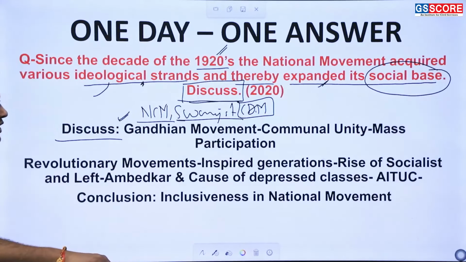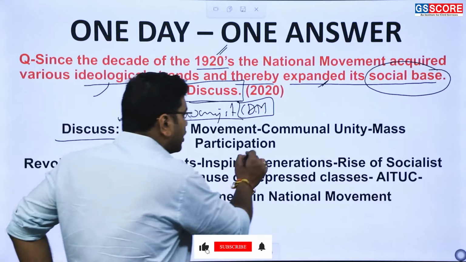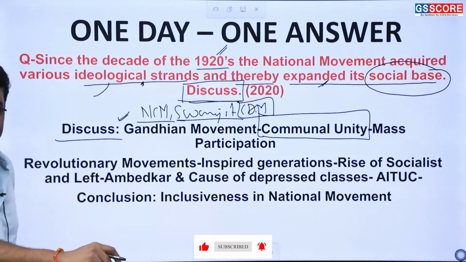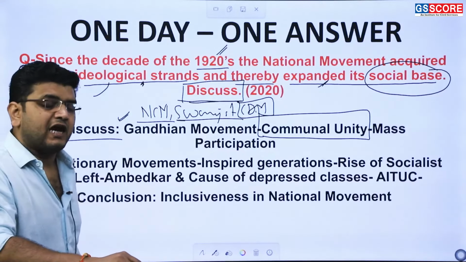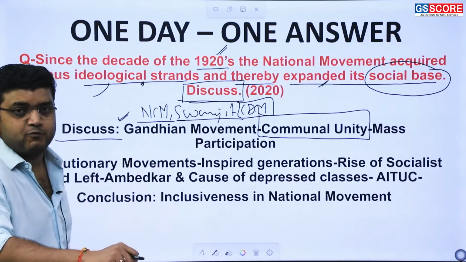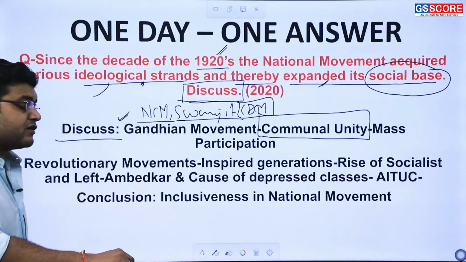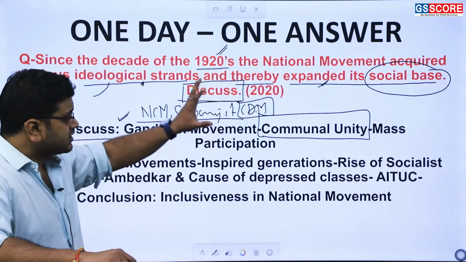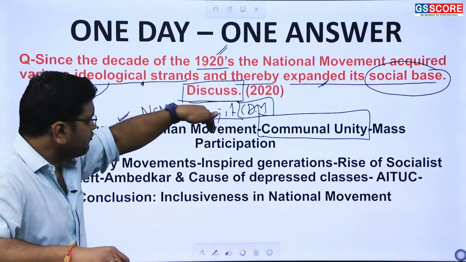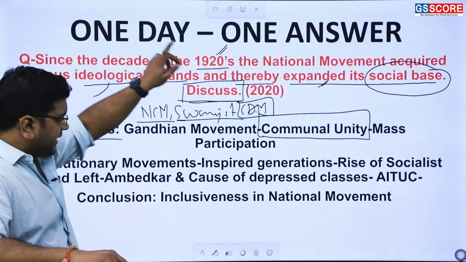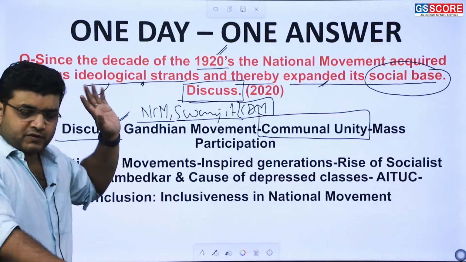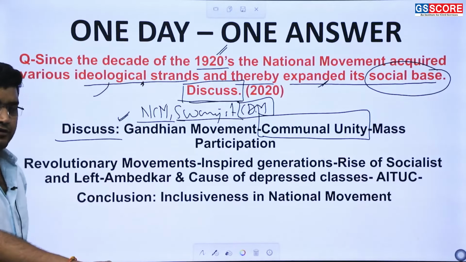Then we see new strands: communal unity was seen in the national movement. Communal unity, Hindu-Muslim ekta, Khilafat non-cooperation. Then in the CDM also. Then there was the rise of the Khudai Khidmatgar, the Frontier Gandhi. So due to the Gandhian movements, the outcome was expanding the social base, communal unity, and mass participation, which was absent in the previous years of the 1905 decade.